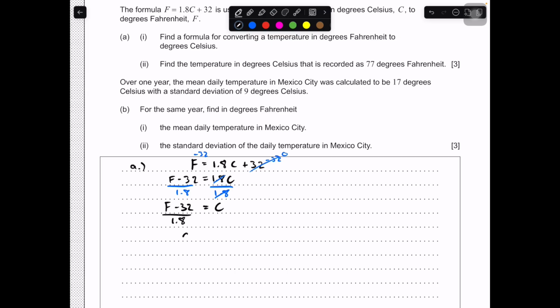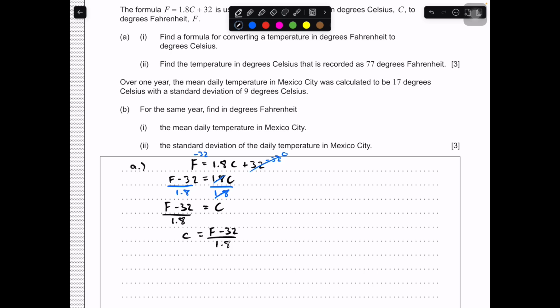I'm going to rearrange this. It means the exact same thing. I think it just looks potentially a little nicer. C equals F minus 32 over 1.8. Alright, so there we are. We get C all by itself by using what are called inverse operations.